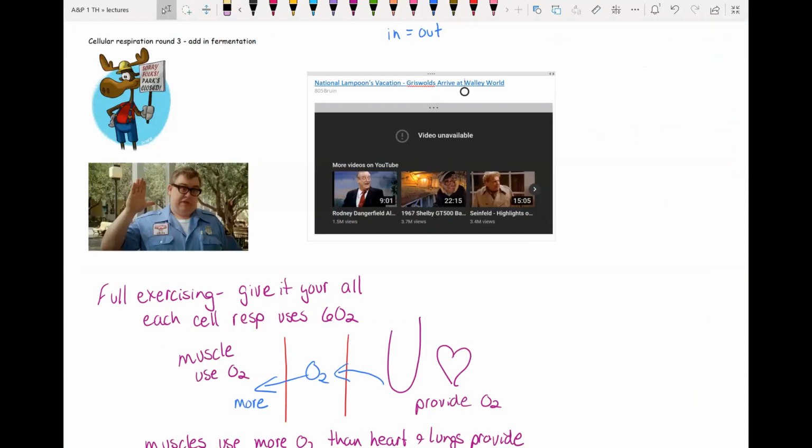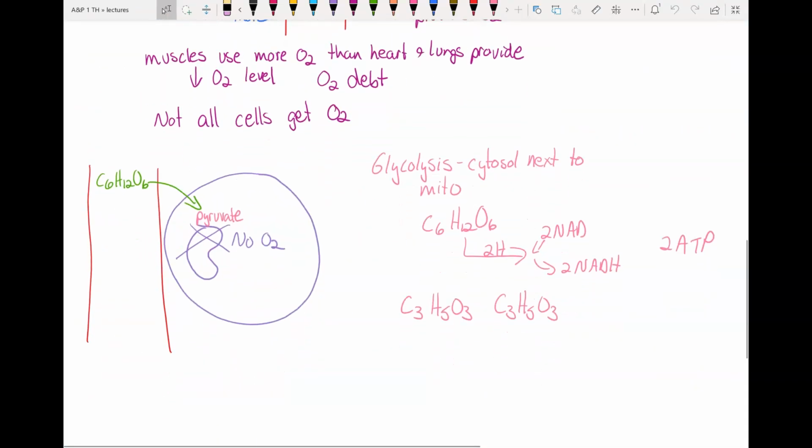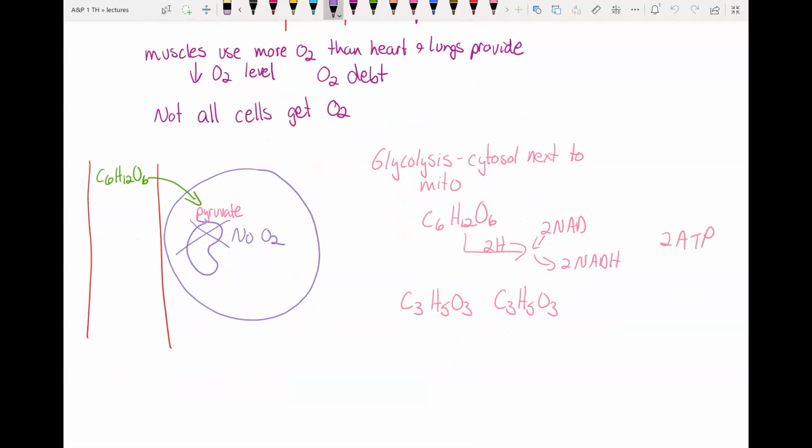So you get the point. The Griswolds are the pyruvates. This is the Griswold family.